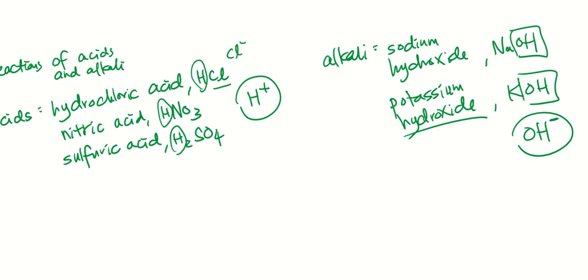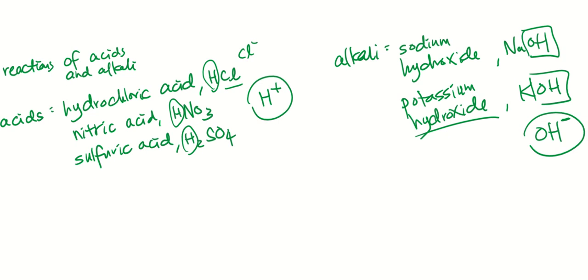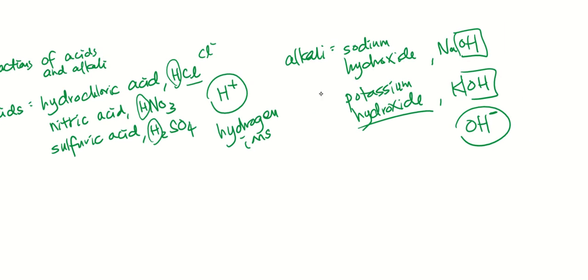Later, I'll also go through some characteristics of acids and alkaline. Okay, but for now, you need to know that acids will have H plus ions, which is hydrogen ion. Okay, and alkaline will give hydroxide ions, which is OH minus.